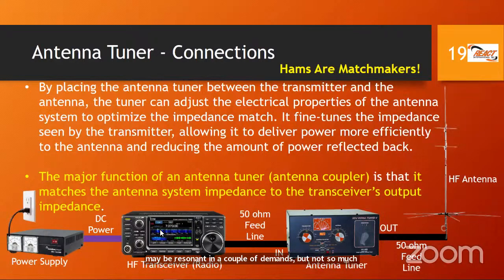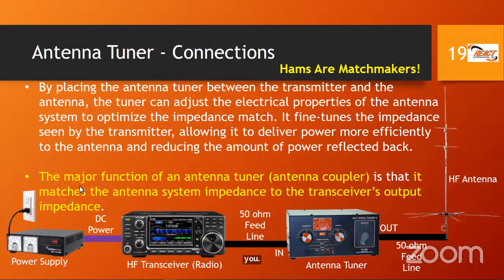I could use the SWR meter on the radio, or I could put another SWR meter inside of here. Some antenna tuners, like this one, have an SWR meter on them. That's what that is on the dial right here. So we use our antenna tuner to make sure we have a good match of the antenna to the transmission line and, of course, our radio. So this is where we place it.